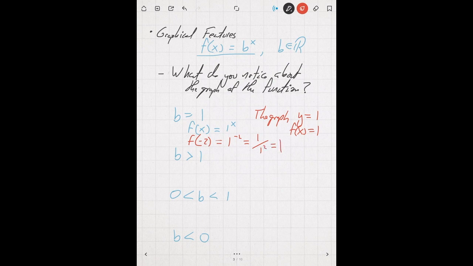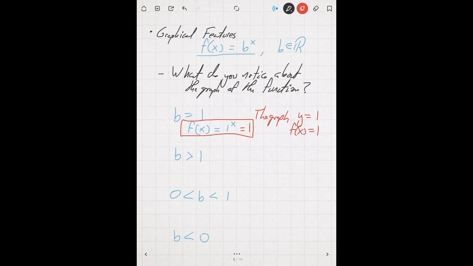So when b is equal to 1, your output will always be 1. When b is 1, you will always get a 1 out, because 1 to any power is just 1. That should be fairly obvious to us, okay? 1 to any power, you'll always get a 1 out. So you're going to have that horizontal graph.